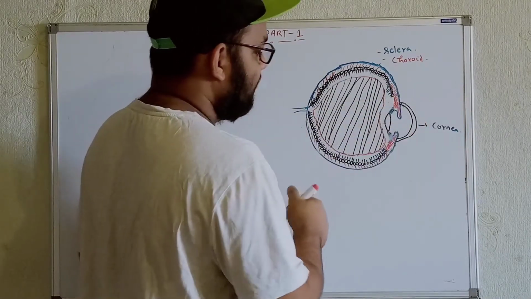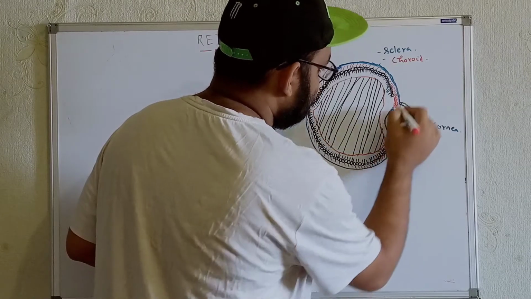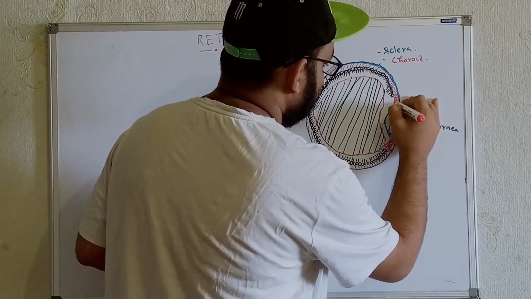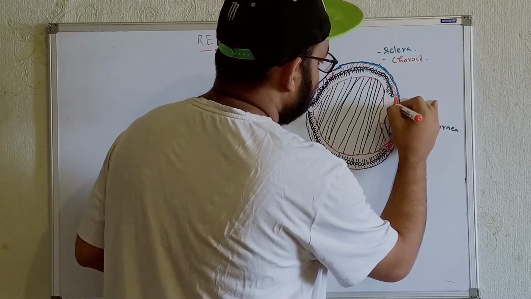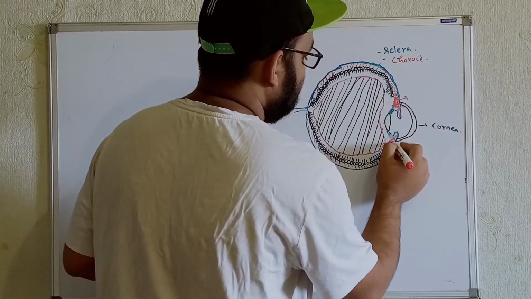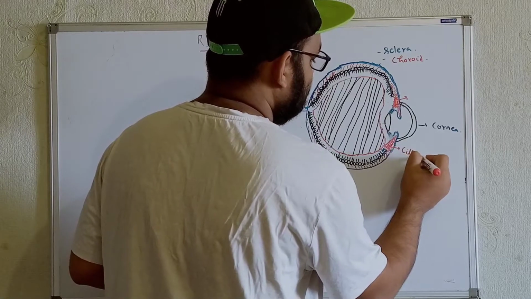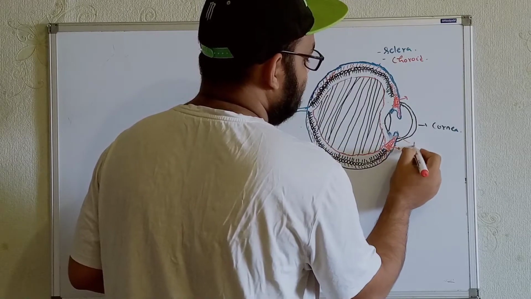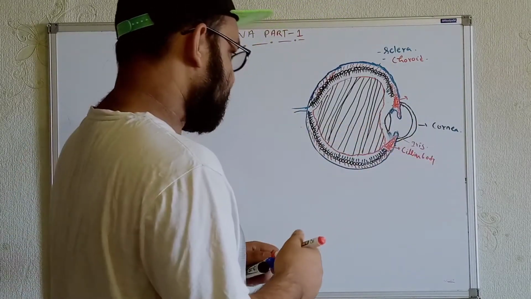If I show these regions more clearly, let me show you the darker part. It will be the ciliary body. And it will be the iris over here. And this is the cornea, and this is the lens, the convex lens we have.